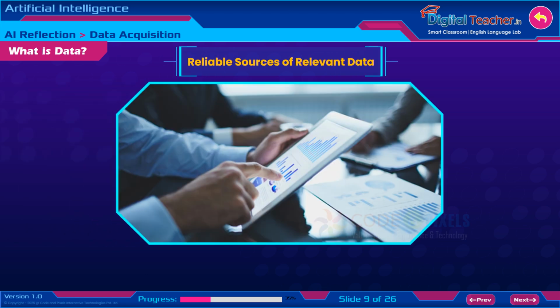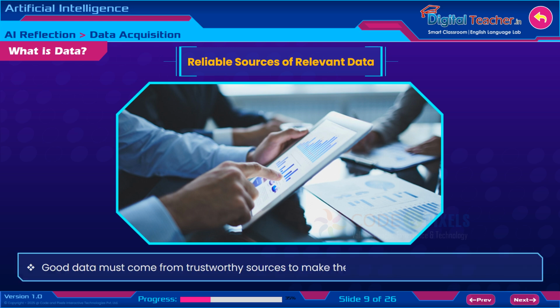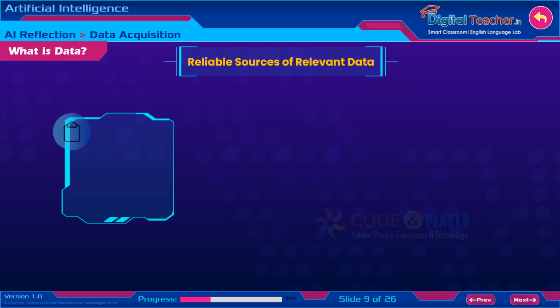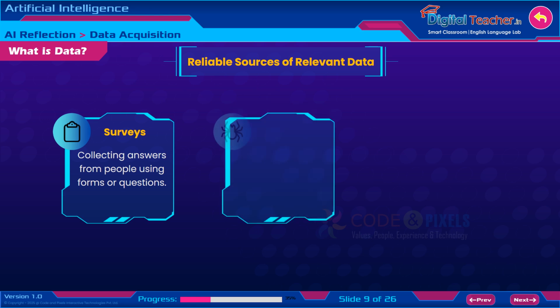Reliable sources of relevant data. Good data must come from trustworthy sources to make the AI project accurate. Some reliable sources include surveys, collecting answers from people using forms or questions.